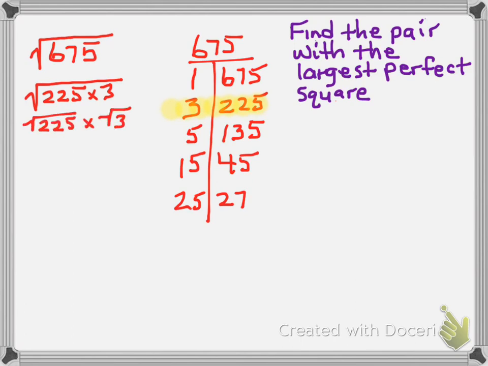Now we'll break down the square root of 225 times 3 to the square root of 225 times the square root of 3. And we can find that the square root of 225 is 15. But the square root of 3 does not have a perfect square root, so we just write it as it is. So the square root of 675 is simplified as 15 times the square root of 3.